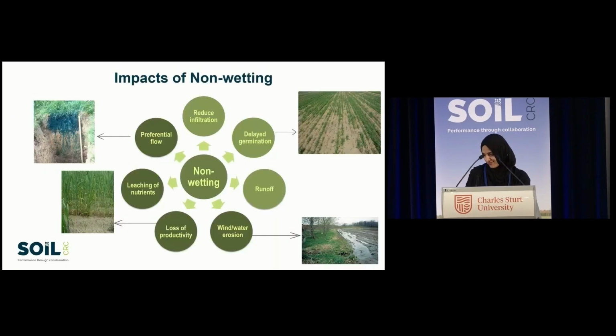When water isn't distributed evenly, there could be some problems, mainly reduced infiltration, which means germination won't happen equally. There are also runoff problems and leaching of nutrients, and ultimately we can see loss of productivity.